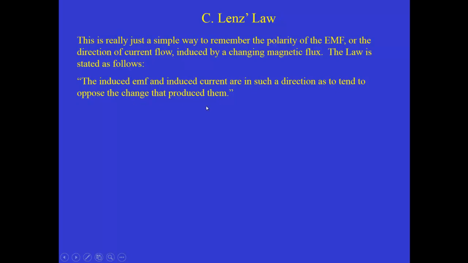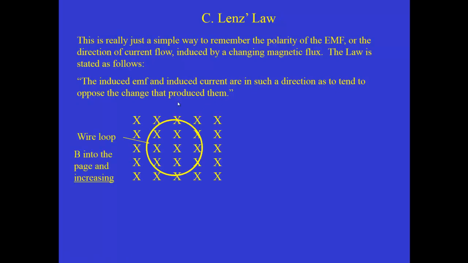And that seems a little bit vague, but let's flesh it out by doing an example. So here imagine that we have a conducting wire loop, and there's no battery here, so initially there's nothing flowing in that loop. It's just a conducting loop. And we have a magnetic field indicated by the X's that's pointing into the page. And now imagine that we can control that magnetic field and make it increase.